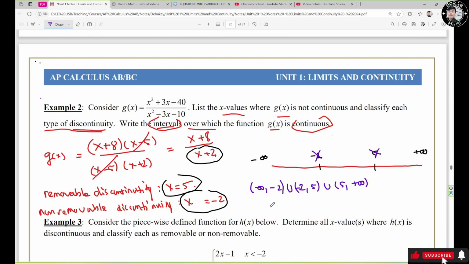Or you can write it like this: negative infinity to positive infinity, eliminating two values, -2 and 5. In this situation, you need to use the curly bracket. So keep that in mind.